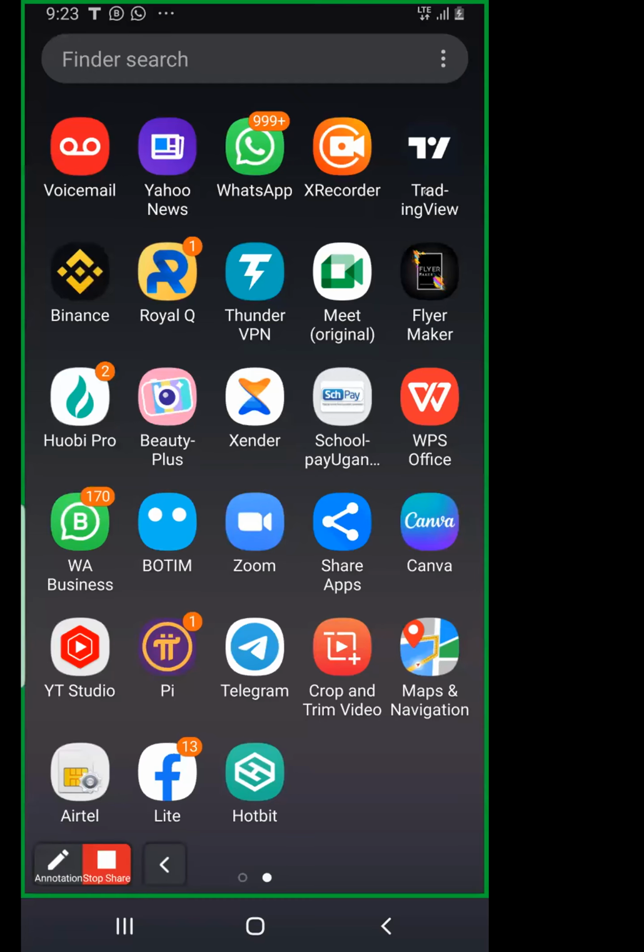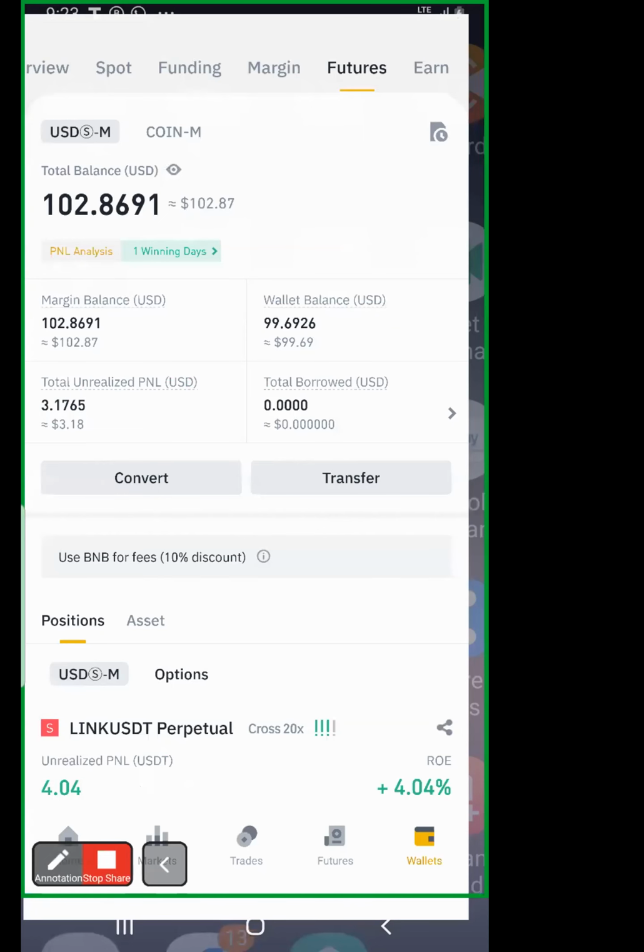Okay, hope everyone now can see my screen. Okay. Yes. I'll share my screen such that you can see it better.